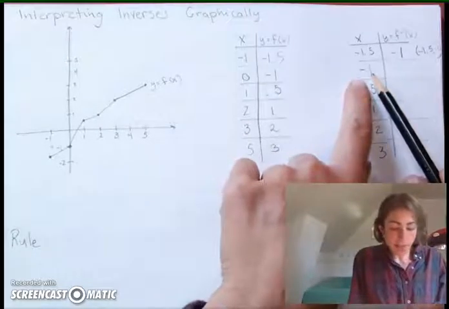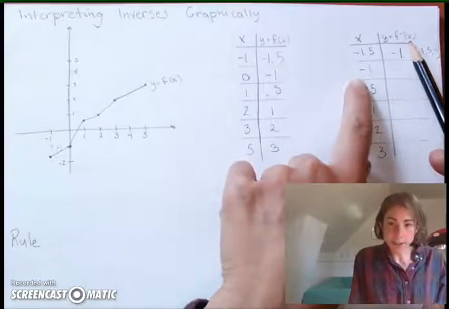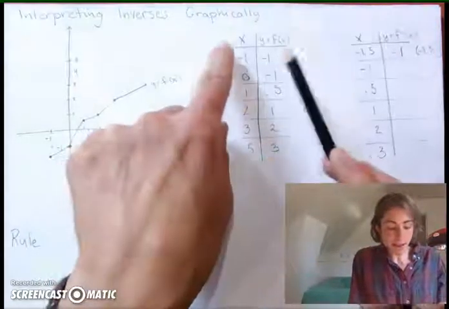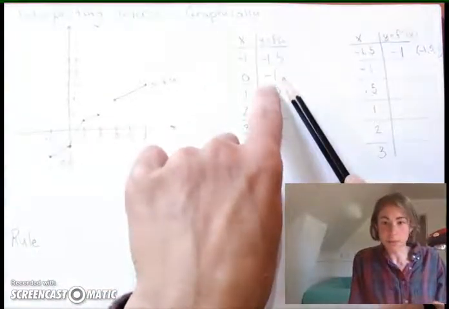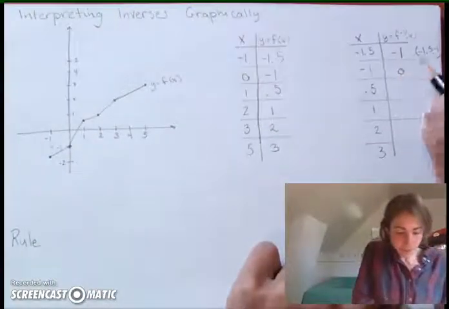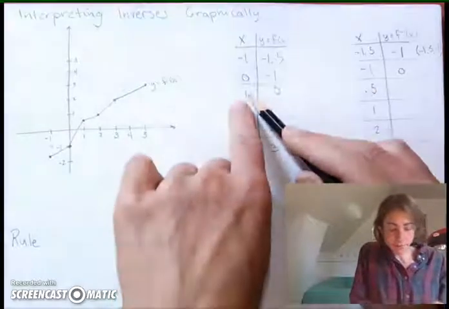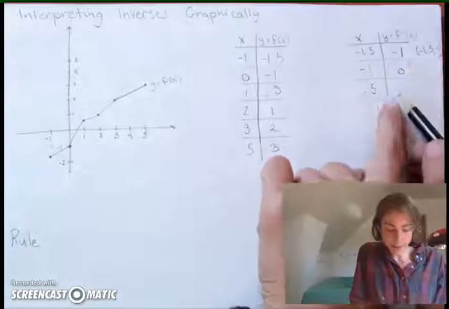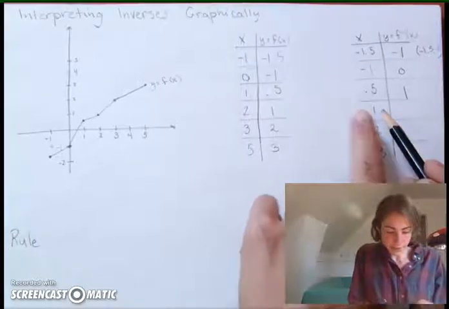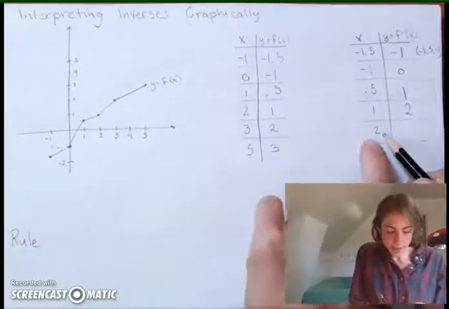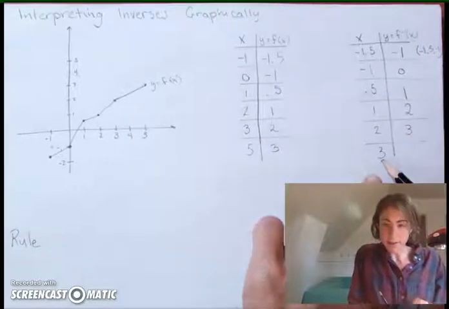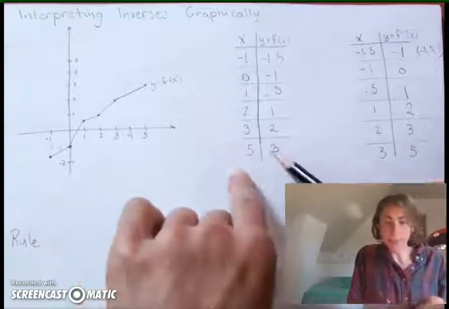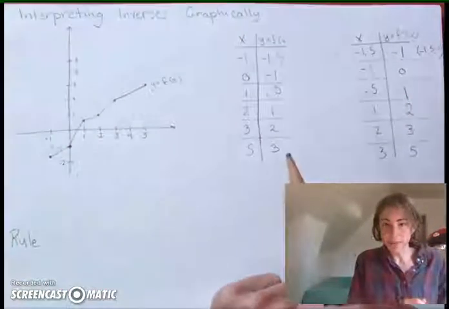So if x is -1, then I'm inputting -1 into my inverse function. So I'm asking, what is f inverse of -1? Or in other words, what is the x value that gives me -1 as an output for f? So that's 0. To get 0.5, x was 1. So when I plug 0.5 in, f inverse of 0.5 is 1. F inverse of 1 is 2. F inverse of 2 is 3. And f inverse of 3 is 5. So the function table is just switched from the function table of f of x. I flipped the x and y columns.